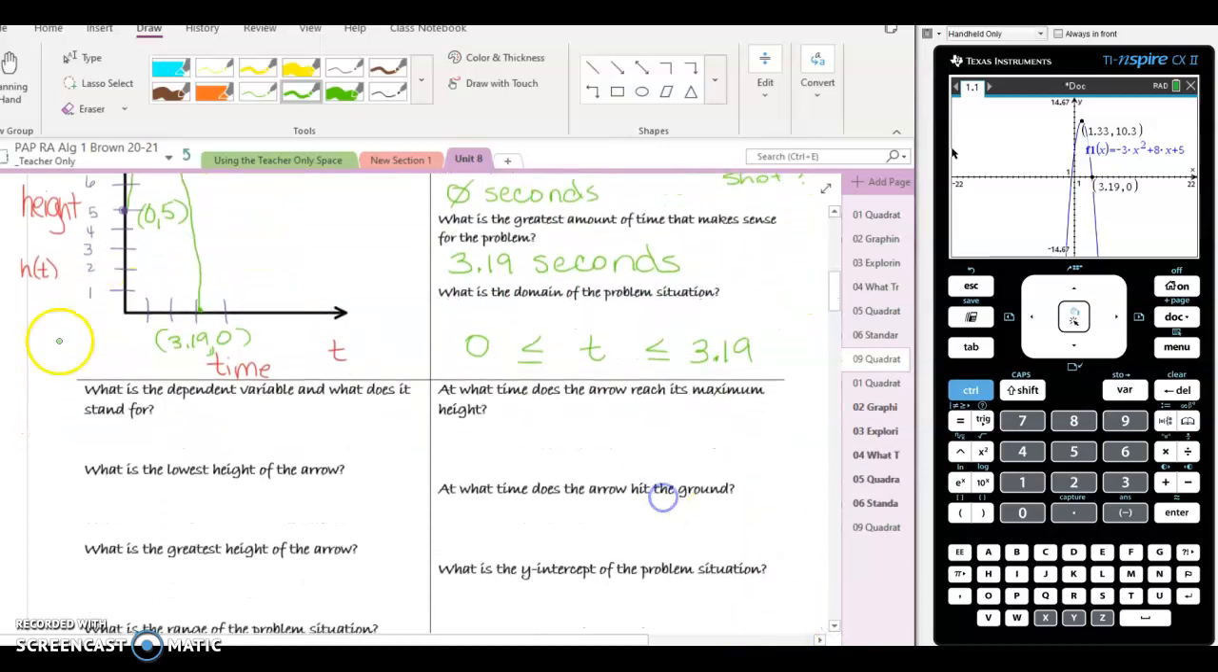So now, dependent. Dependent means it depends on something else. So let's switch colors here. We said that h of t was our dependent variable. It stands for height in feet.